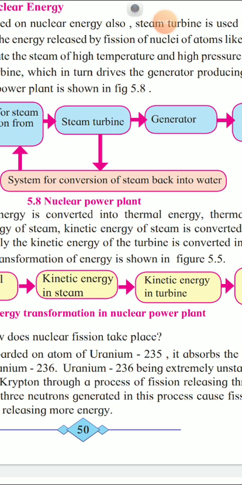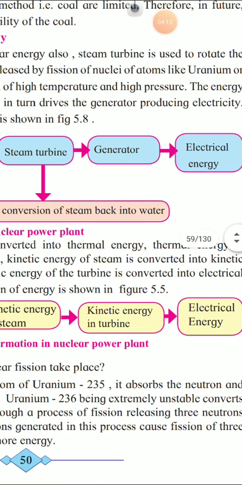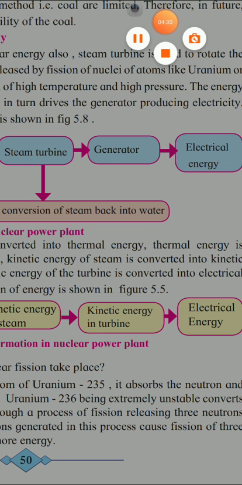Further, this steam turbine moves the magnet of the generator, and this way in the nuclear power plant the electrical energy is generated. So here with the help of the flow chart I tried to make you understand how the electrical energy is produced. Now let me highlight some points for you, children.